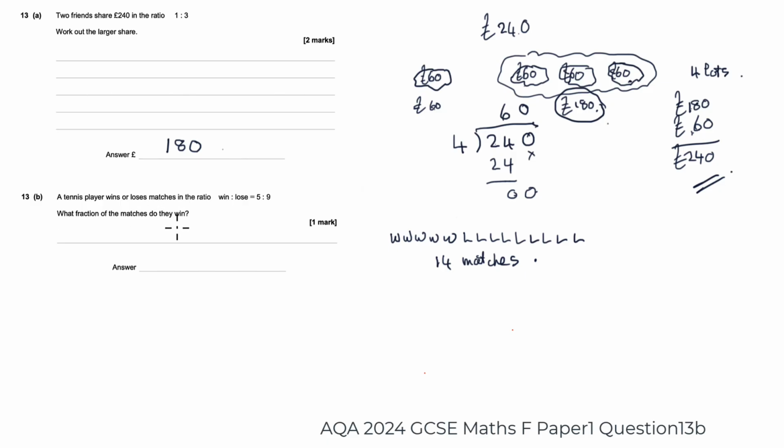What fraction of the matches do they win? Well, how many wins do we have? 1, 2, 3, 4, 5. We've got 5 wins out of 14 matches. 5 out of 14. So the fraction of matches that they win is 5/14.